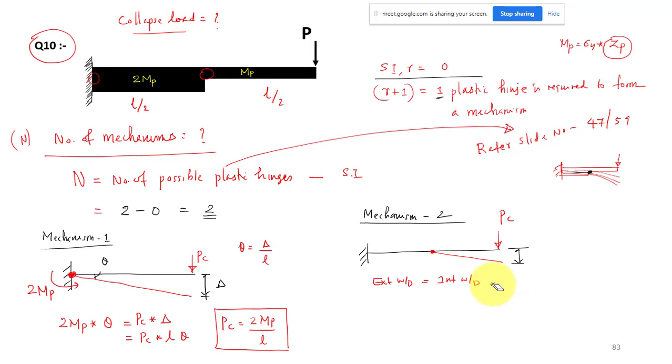So this is taken delta. Okay, the external work done is simple: PC load into the displacement delta, PC into delta, which is equal to... what is the value of MB at this junction? Actually here we have 2 MB, this is MB. Which value we have to take? And let us take this angle as theta. So your internal work done is the value of plastic moment into theta.